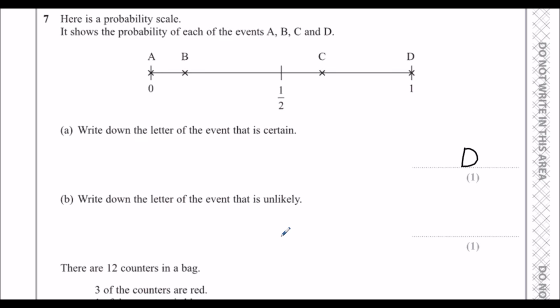Question B says write down the letter of the event that's unlikely. So A is absolutely impossible, it's got no chance of happening, so we can't call that unlikely. So B has got less than a half chance, quite a small chance of happening, so we can call that unlikely.